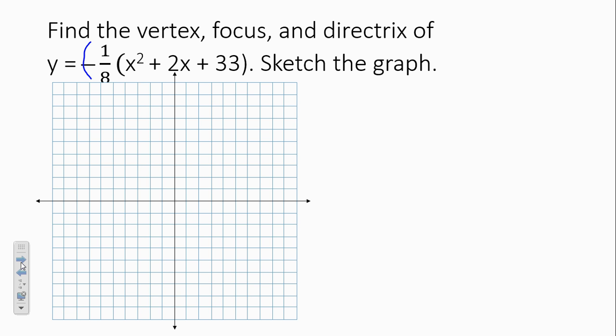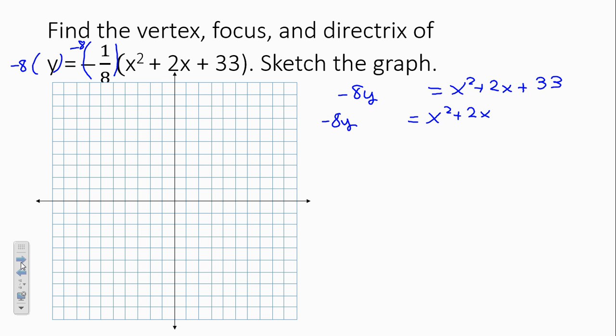Yep. So we'll multiply this side times negative 8, multiply this side times negative 8, and we have a negative 8y is going to be equal to x squared plus 2x plus 33. That 33 is not really helping us out either, is it? So let's take it over there so it can become part of the k. And we'll have a negative 8y equals x squared plus 2x. If we take the 33 over, we'll have a negative 33 on the left side.